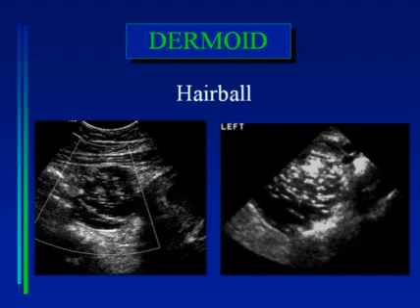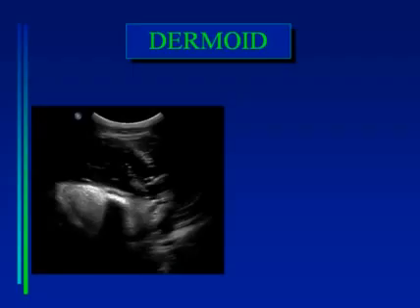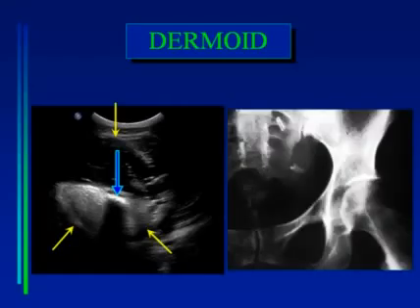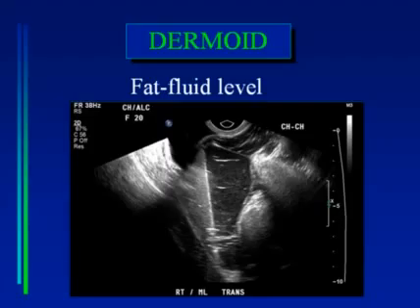For example, the finding of bright, linear, and intermixed punctate echogenicities within a mass that corresponds to hair is very characteristic, as we see in these two dermoids. Additionally, a complex mass that contains a highly echogenic focus that shadows, corresponding to a tooth, is another characteristic pattern of a dermoid. And finally, identification of a fat fluid level is also specific for a dermoid.